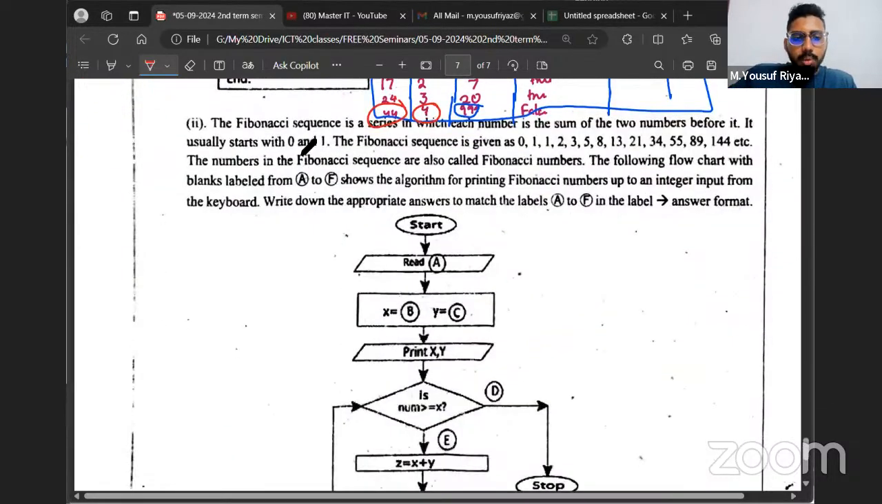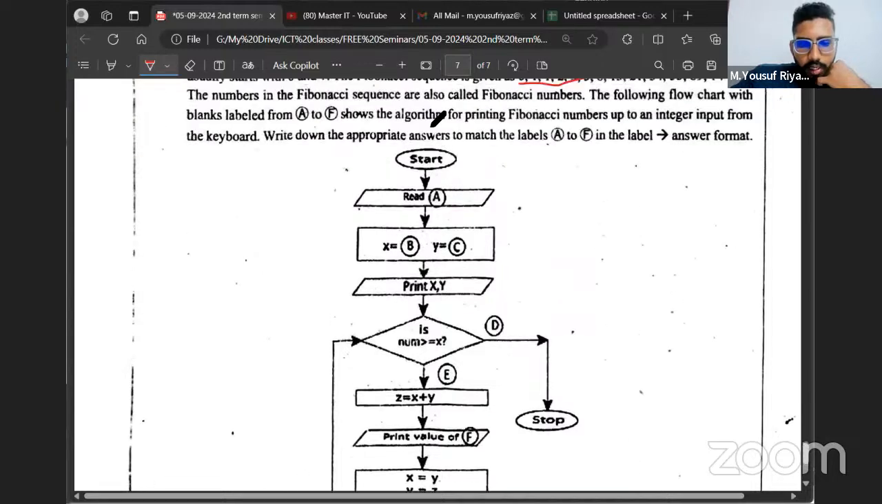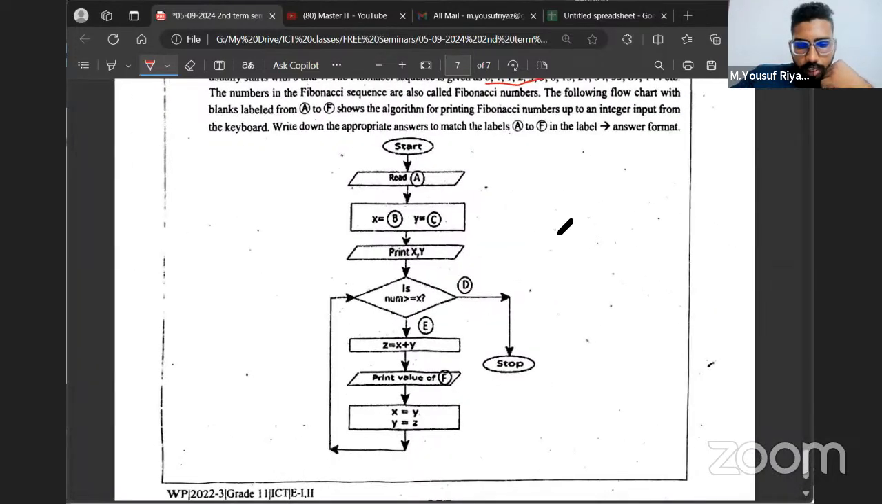Next. The Fibonacci sequence is a series in which each number is the sum of the two numbers before it. It usually starts with 0. The Fibonacci sequence is given as 0, 1, 1, 2, 3, and so on. These are Fibonacci sequence. The numbers of the Fibonacci sequence are also called Fibonacci numbers. The following flowchart with the blanks A to F shows the algorithm for printing the sequence. They're asking to find what the values A to F are.